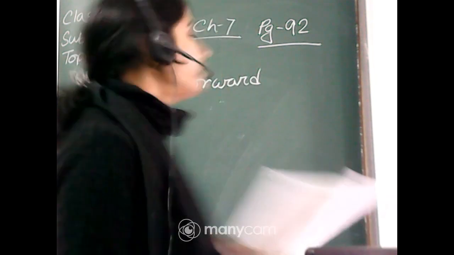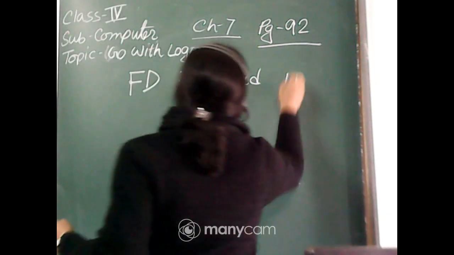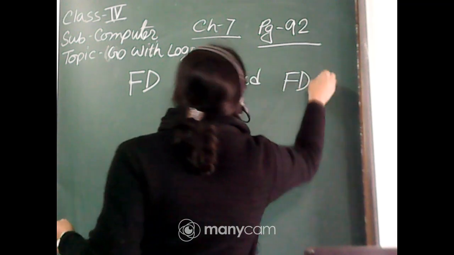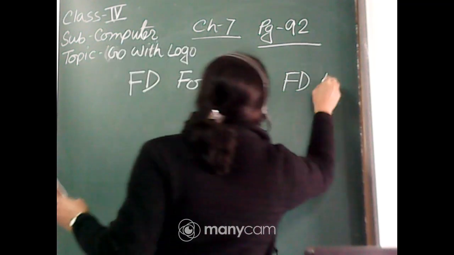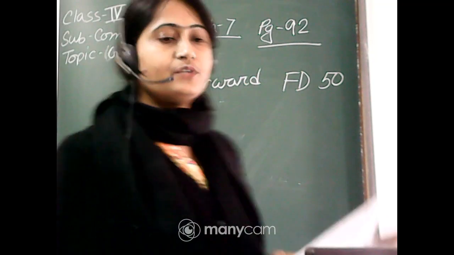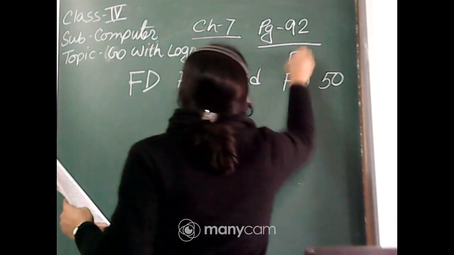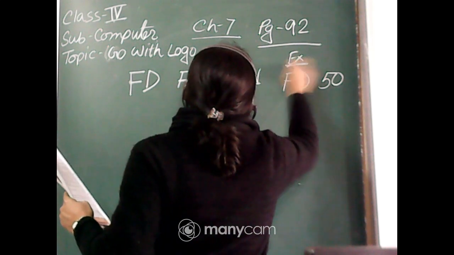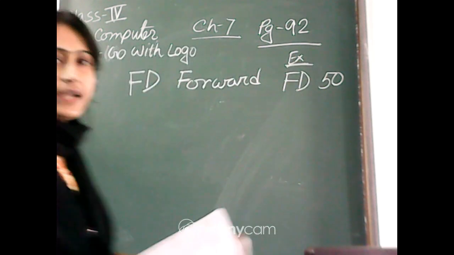How to write this command? First you write the command FD, then give a space, and after the space you have to give a unit. This is the example. We have to give a space between the command and the unit.